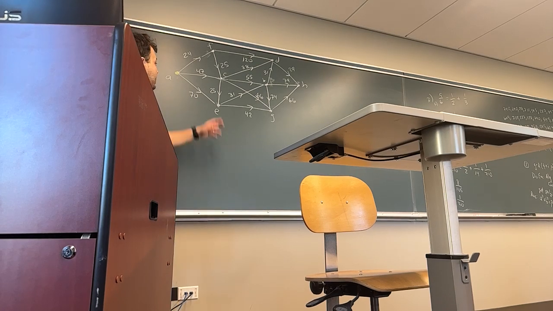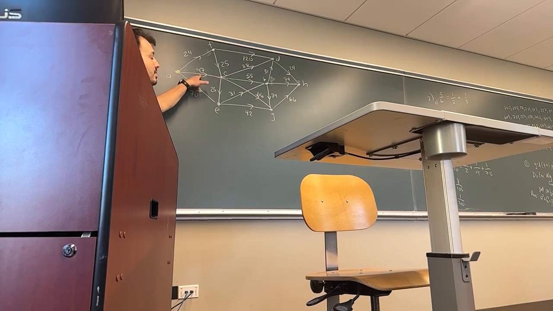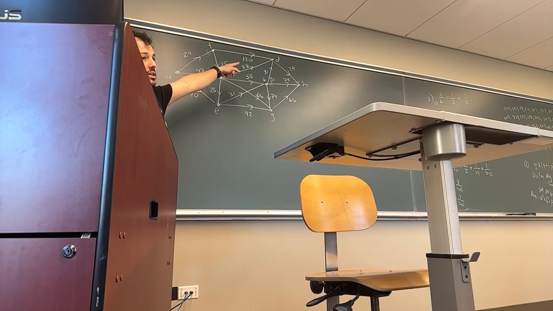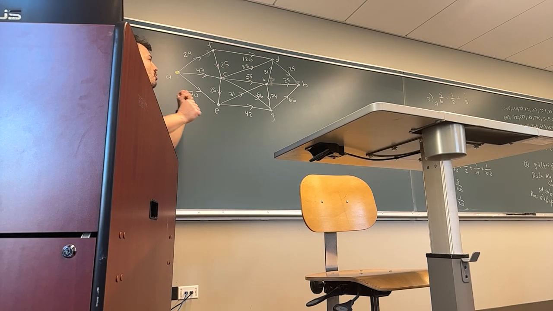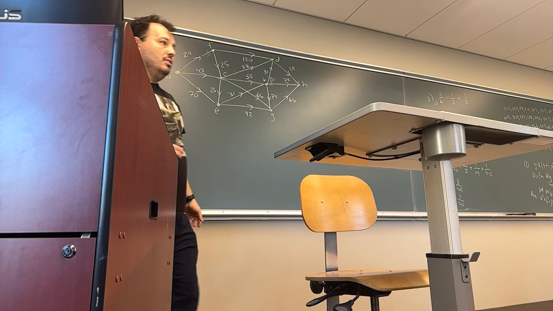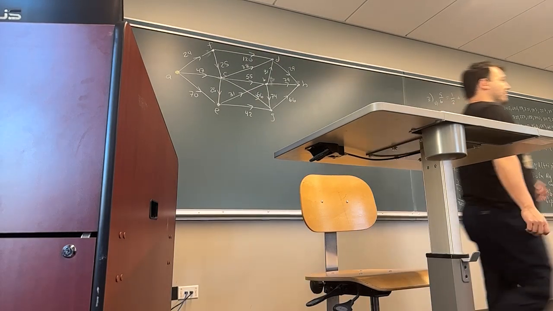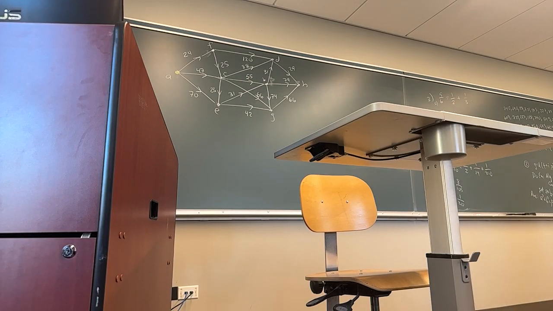All right. And then to C is 47. To D is infinity because there's no edge from A to D. To E is 70, and so on. So the ones that say infinity just means there's no edge that goes from A to that thing. So you initialize those distances, which are just, if there's an edge, it's the weight of that edge. If there's no edge, you put infinity.